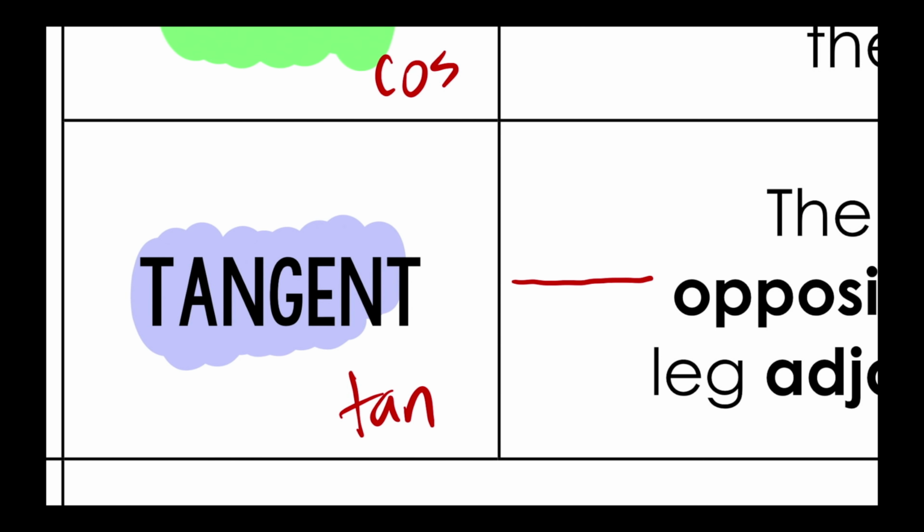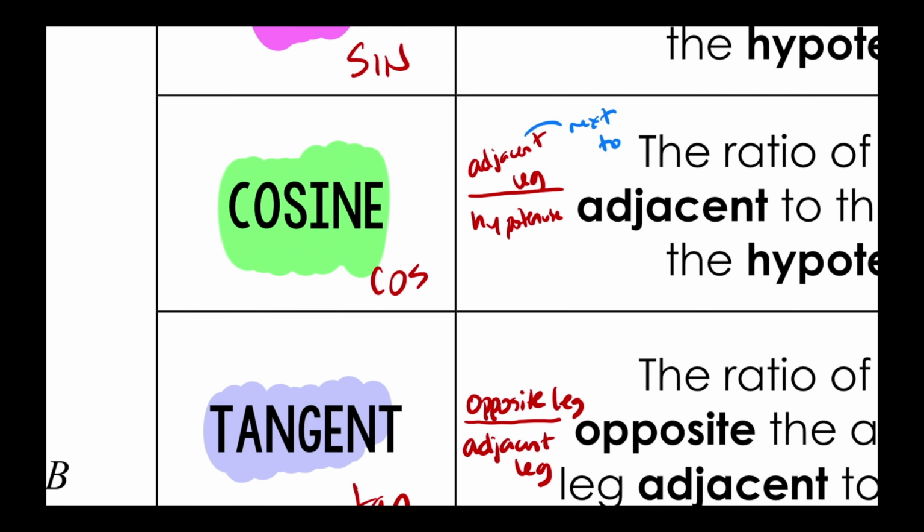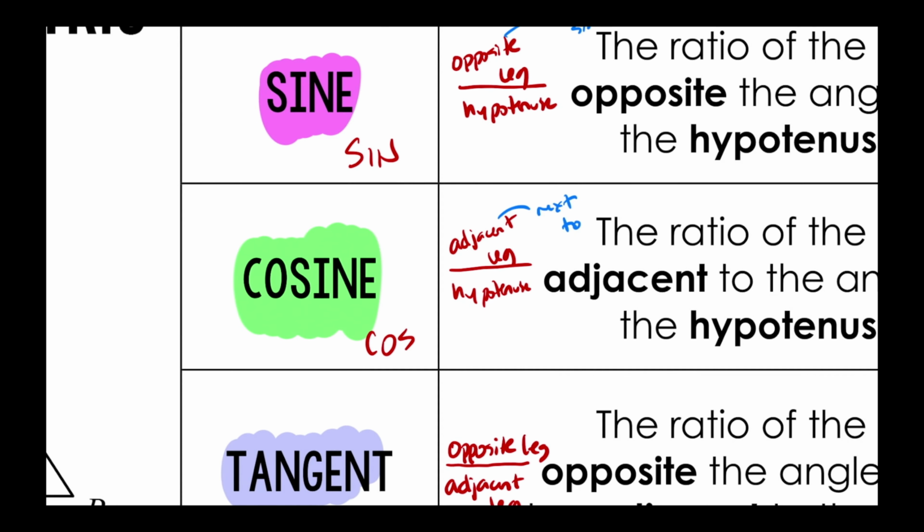Tangent is very useful because sometimes the hypotenuse is hard to measure. In real life, sometimes that hypotenuse is hard to get, and sometimes you can only get one leg and one angle. And that's fine. So tangent is opposite leg over adjacent leg. It has nothing to do with the hypotenuse. It kind of ignores the hypotenuse. So sine is opposite over hypotenuse, cosine is adjacent over hypotenuse, and tangent is opposite over adjacent.